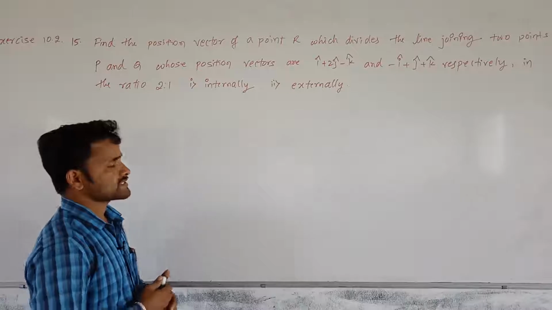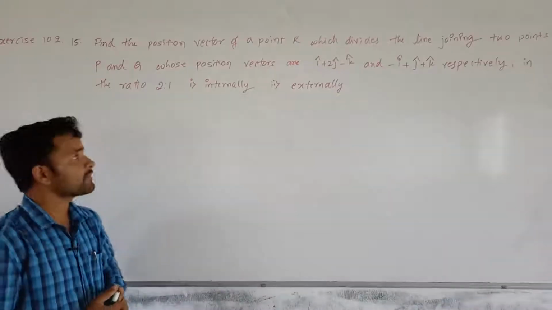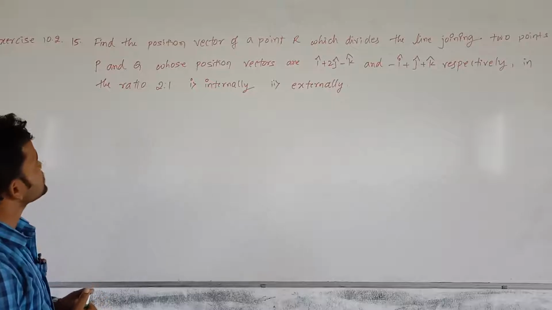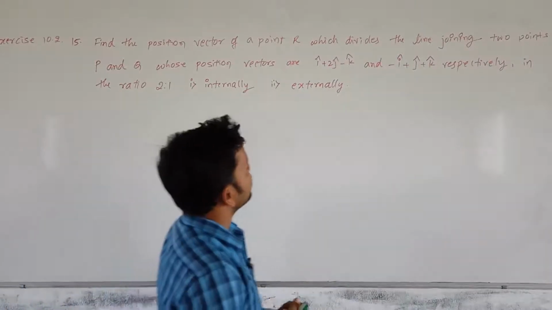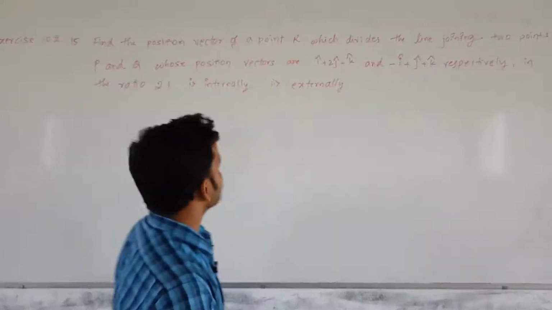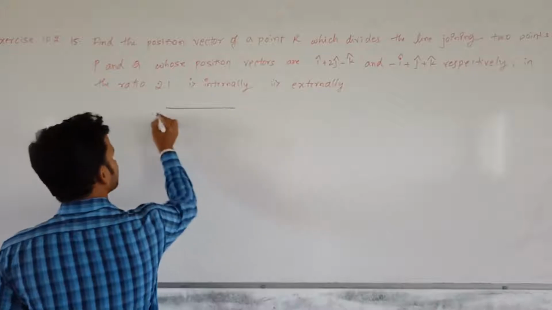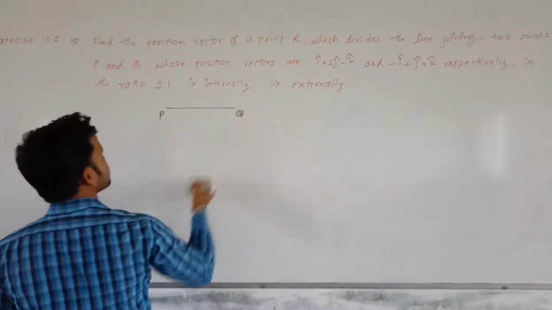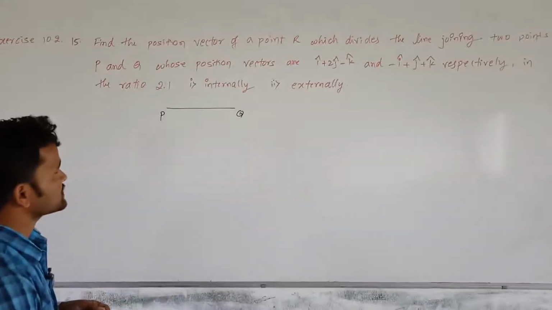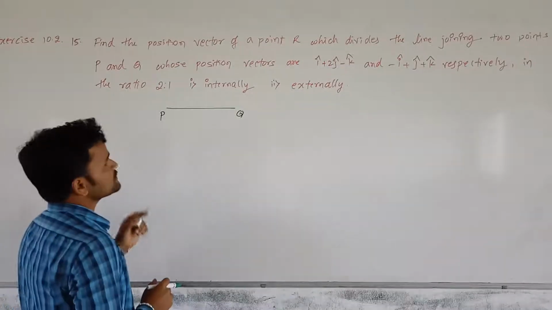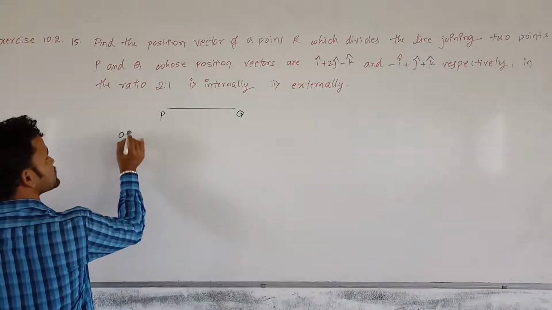We are solving exercise 10.2. In that, problem number 15 now. It says, find the position vector of a point R which divides the line joining two points P and Q. See, here is P, here is Q. There is a point R which is dividing the line segment. Position vectors of point P and point Q are given to us.